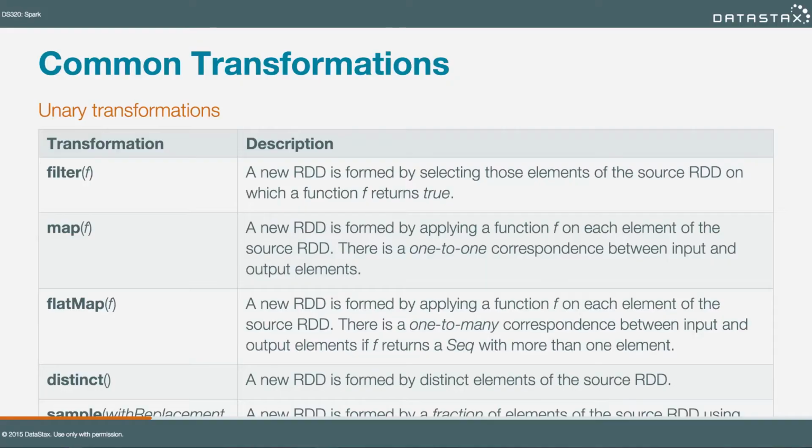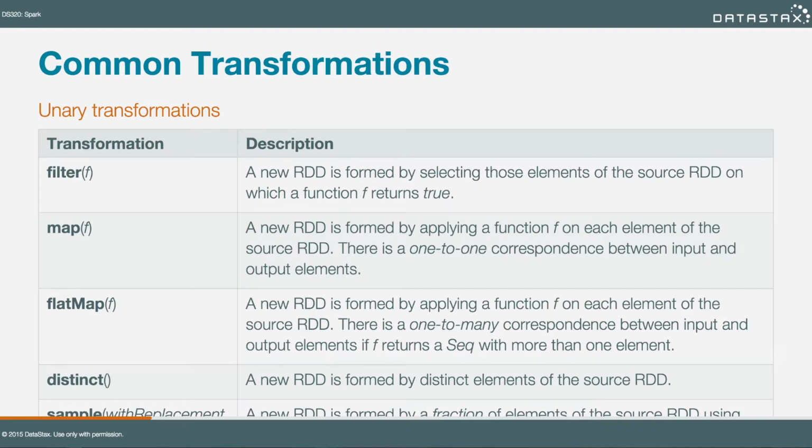The filter transformation, which we already looked at, creates a new RDD by selecting only certain elements out of the source RDD based on the return value of a function. Now that function gets the record of the source RDD passed into it. You get to make some decision based on that record and determine whether it should make it into the output RDD or not.